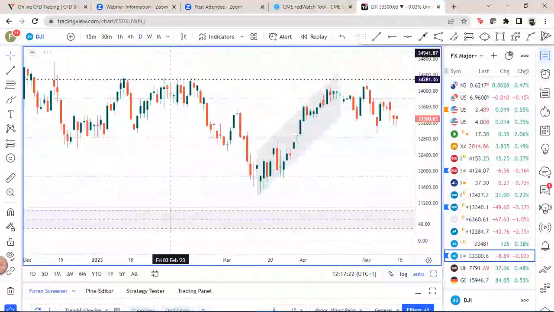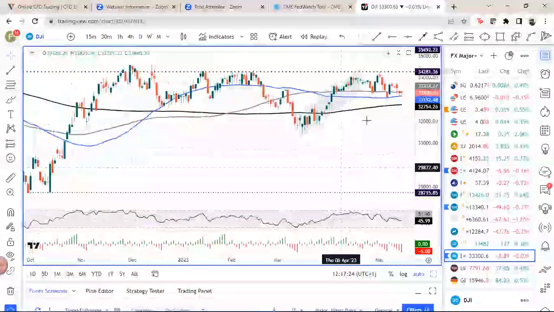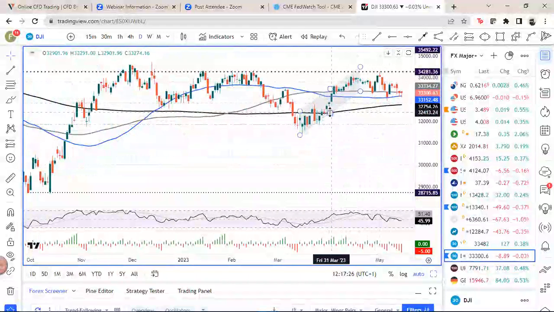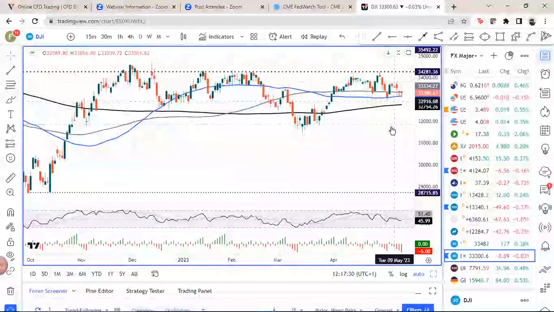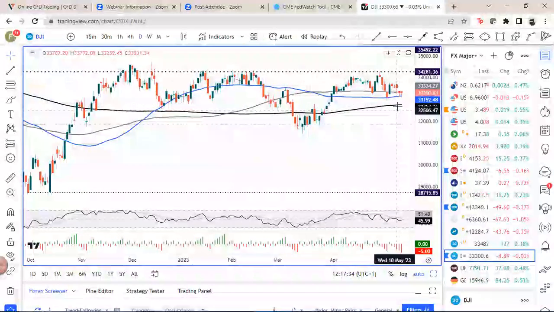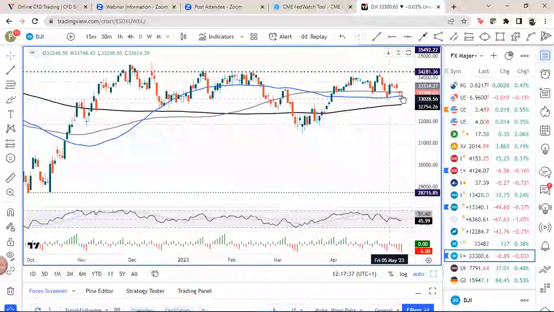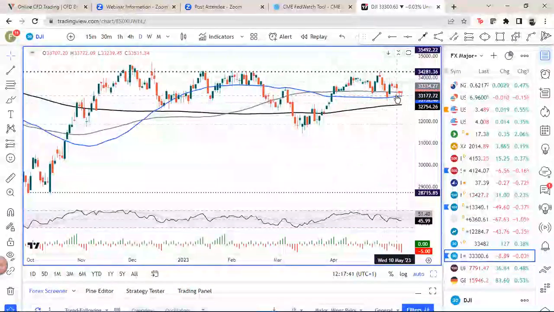It's messy. You can see on the daily, really messy sideways trade. We should probably take out that channel. We're supported at the moment by the 50-day and the 100-day moving average. 33,152 is the 50-day, you can see it tapped there a couple of times. The 100-day is probably less significant, but yeah, still significant.